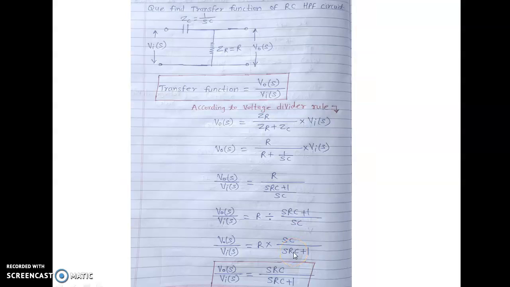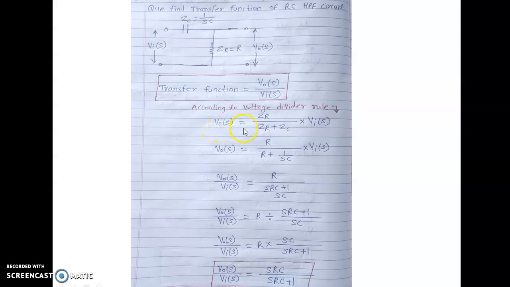Similarly, using method 2, we apply the voltage divider rule. We are measuring the voltage across resistor R, so R upon R plus 1 upon SC. This gives us the transfer function of the RC high pass filter circuit, equal to SRC upon SRC plus 1. This is according to the voltage divider rule, because the component across which we are finding the voltage is the resistor, divided by the total impedance of the circuit. So R, that is ZR, the impedance of R, upon ZR plus ZC, the impedance of R plus the impedance of the capacitor, multiplied by the input voltage gives the output voltage.